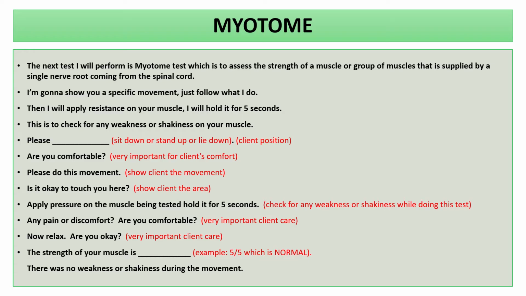Guys, this is the script for the myotome test in the assessment during the examination. The myotome test. The next test I will perform is the myotome test, which is to assess the strength of a muscle or group of muscles that is supplied by a single nerve root coming from the spinal cord. I'm going to show you a specific movement, just follow what I do.